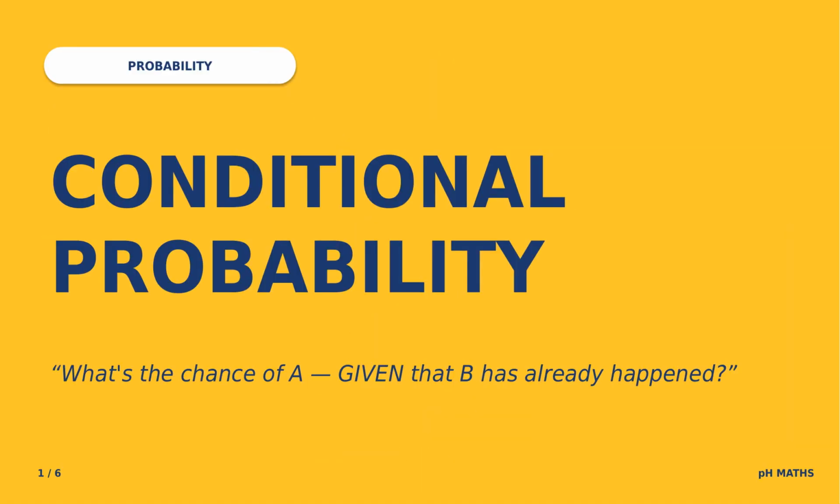Hello and welcome to PH Maths. Today's explainer is conditional probability, the chance of A happening given that B has already happened. By the end of this video, you'll know the formula, the new universe way to think about it, and the difference between conditional and joint probability.